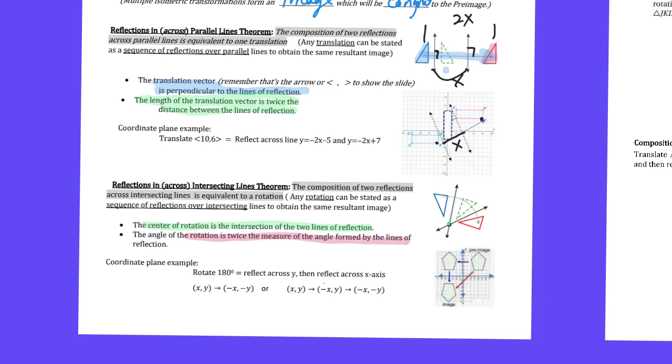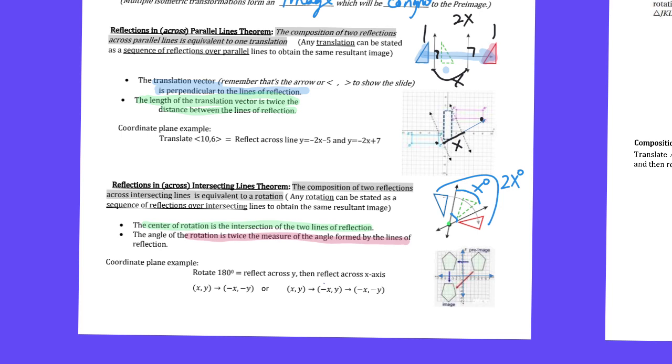And then secondly, the angle of rotation is twice the measure of the angle formed by the lines of reflection. So again, we're doubling. If this angle is x degrees, the overall angle that you rotated this is going to be 2x degrees. So how far did you move those shapes? Double that degree. If you measure this angle using a protractor here and double it, you're going to get the overall rotation that you did.